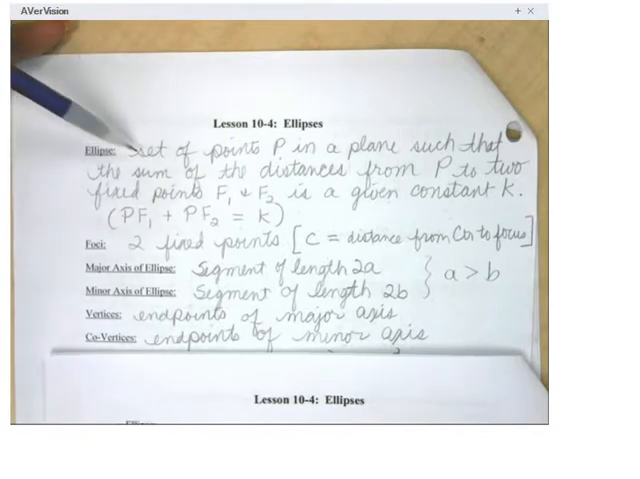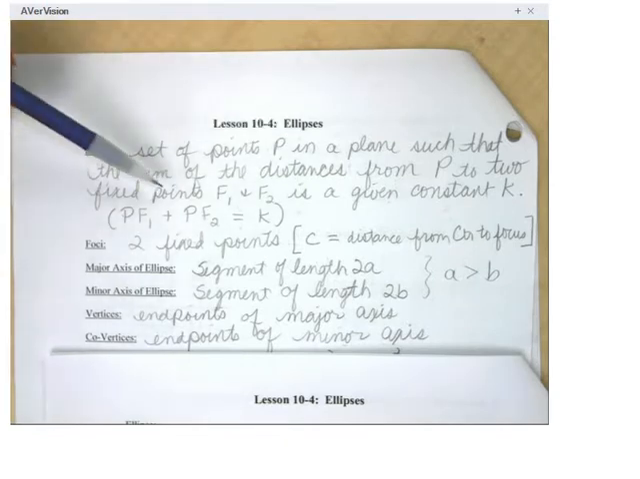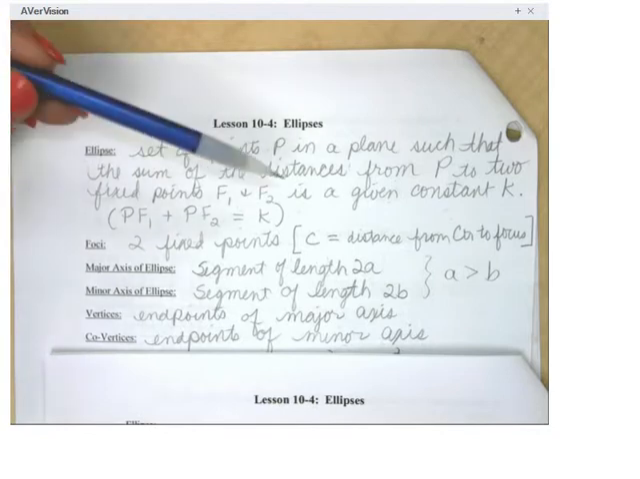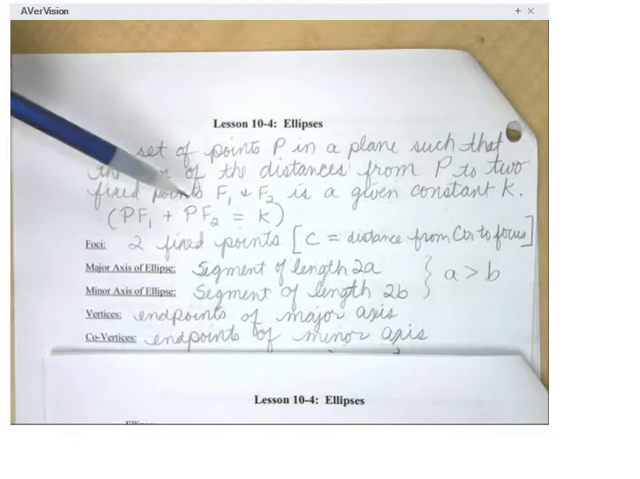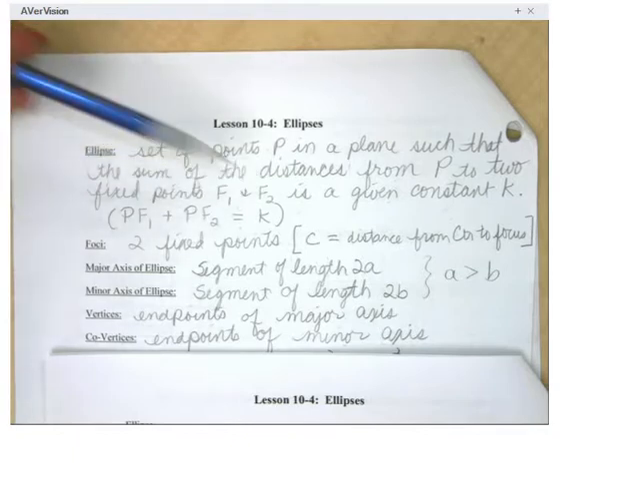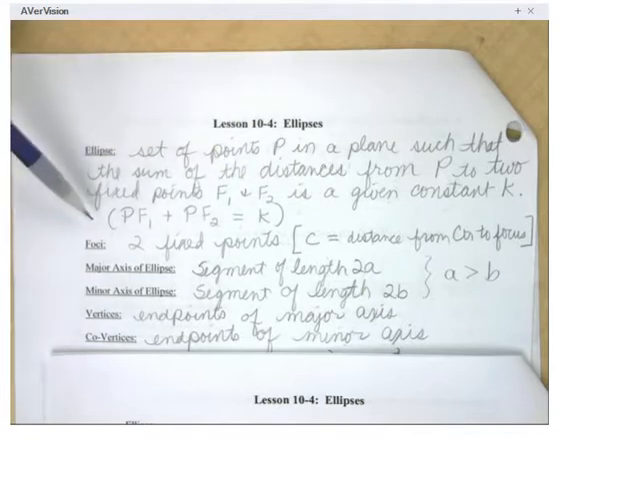It's the set of all points, P, in a plane, such that the sum of the distances from a point on the ellipse to two fixed points, each called a focus, or together foci, is a given constant k. And you can just jot this down. Right now it's not going to make a lot of sense. I haven't shown you a picture of what I mean, but we will go through that.